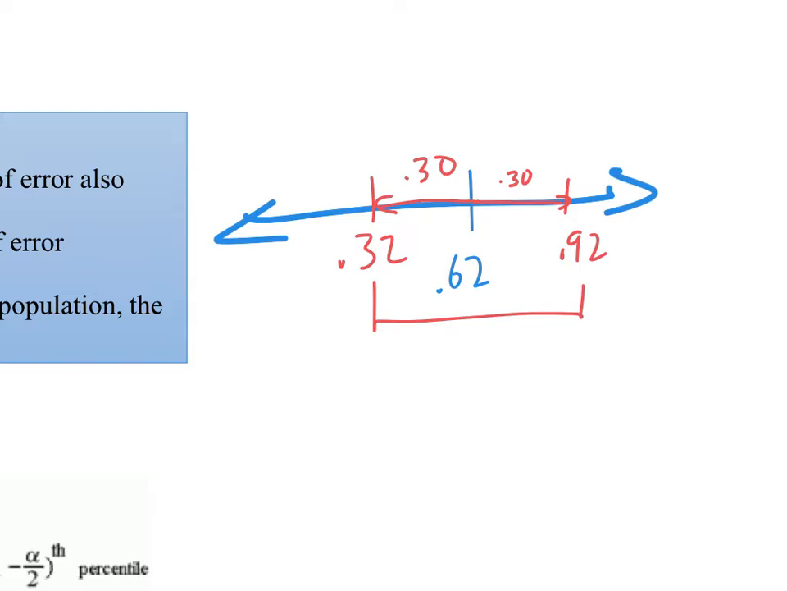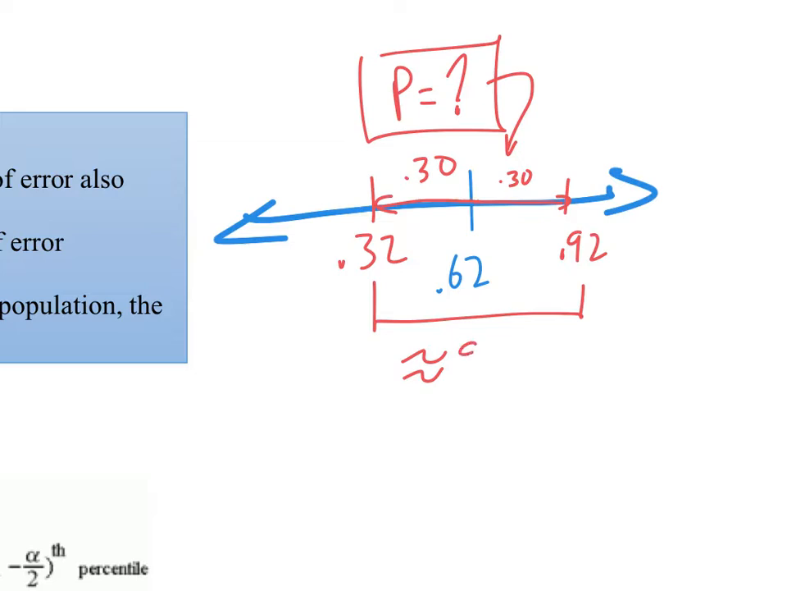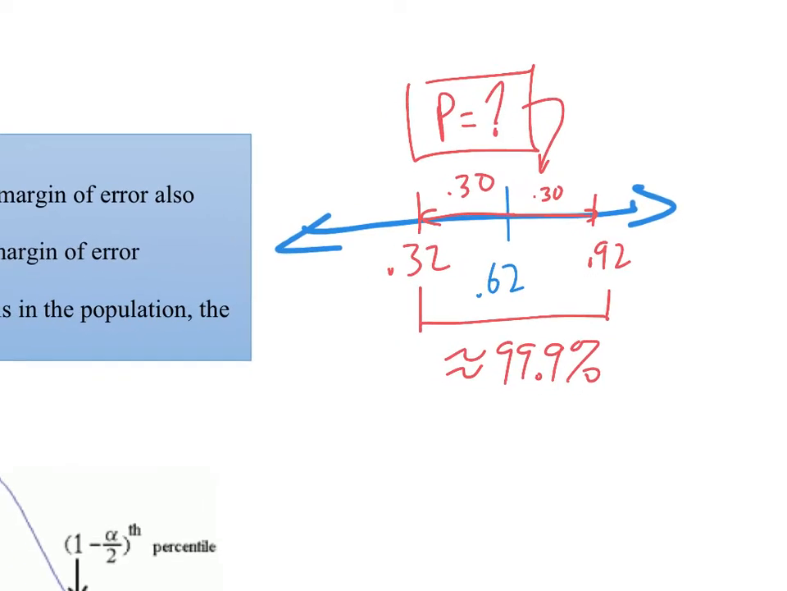But I could say that we're very confident, the confidence level will be very high, that the true p-value that we don't know is probably somewhere between 0.32 and 0.92. So I would say that this would be close to like a 99.9% confidence level. I can say I'm very confident. There's a high probability that the true value of p falls between 0.32 and 0.92.